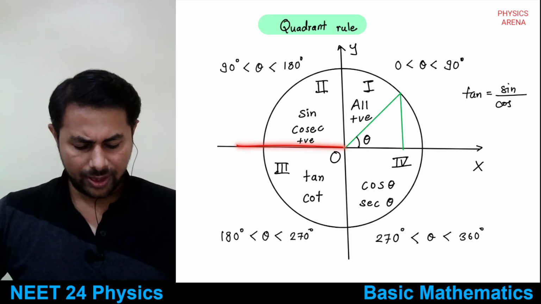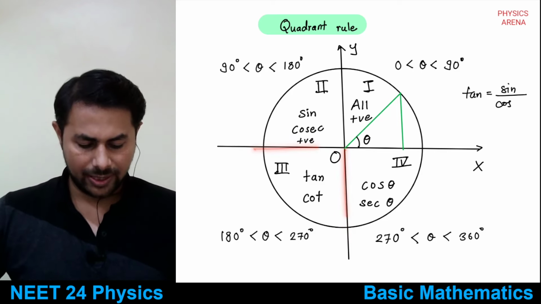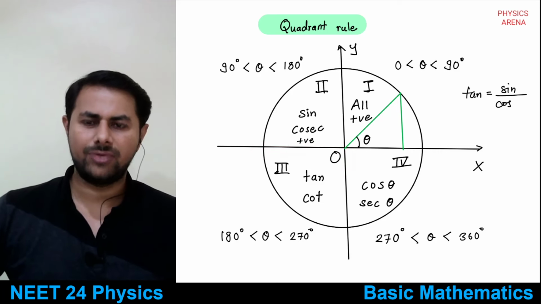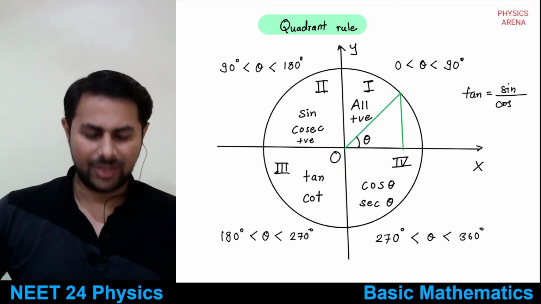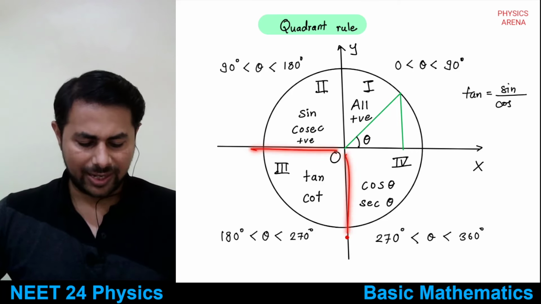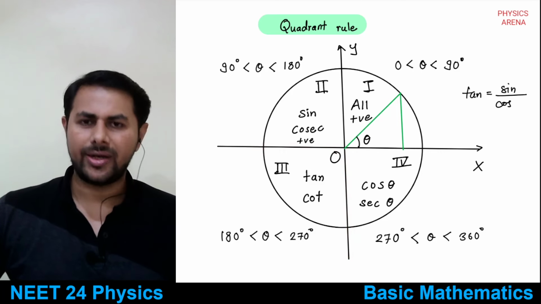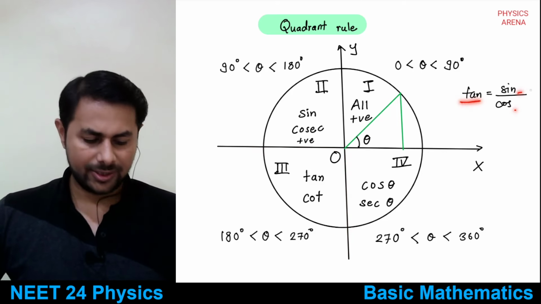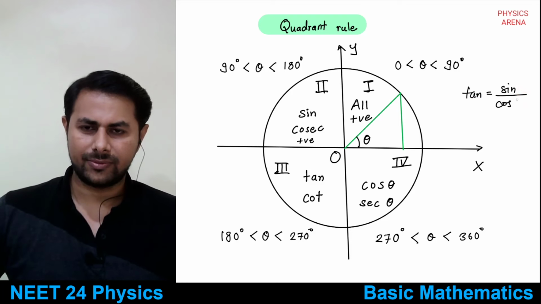When you go to the third quadrant, both are negative, right? So x is negative, y is negative. So sine will be negative, cos will also be negative. But what about cot and tan? If you take tan, tan is sine divided by cos. Sine is negative, cos is negative. So negative by negative is positive. That negative sign, you can say, gets cancelled out.